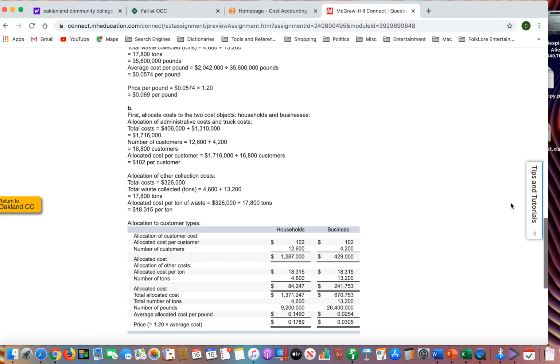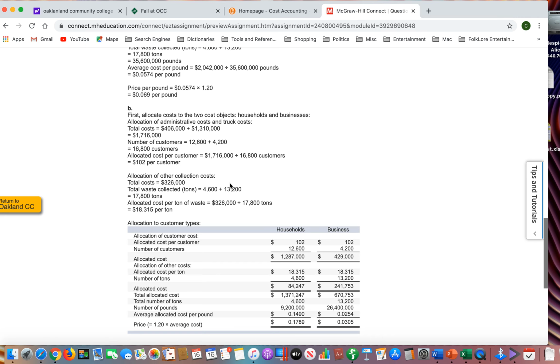First of all, in terms of allocating, they're only going to allocate the administrative costs and truck cost based on the number of customers. This is the number of customers. This is the total cost here for household and businesses. And how they get that? Well, if you add the truck and the administrative, you get that divided by the number of customers, which is $102 per customer.